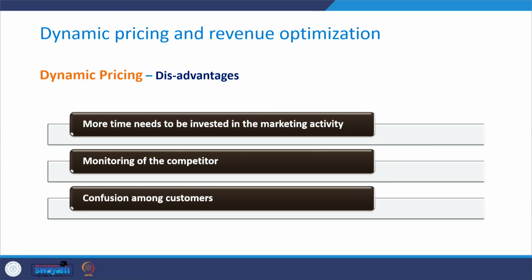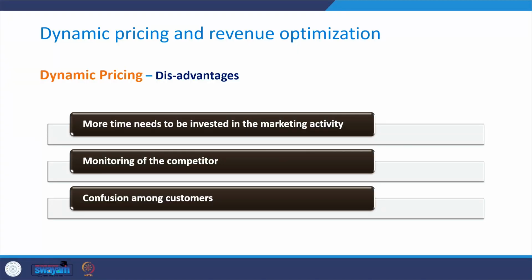The second disadvantage is in the form of monitoring of the competitor. To monitor the competitor is quite an essential aspect of dynamic pricing. This in turn increases the additional expenditure because the seller or the service provider has to invest in a separate competitive price monitoring system.